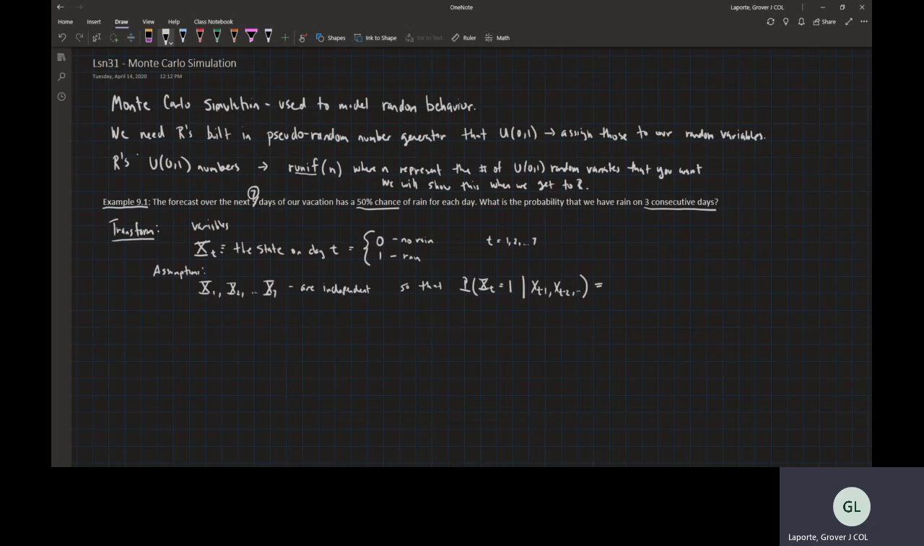So we don't really care about those given things, and it's really just equal to the probability that X of t equals 1, which in this case is 50%, so 0.5. Regardless of what happened the day before or 2 days before, the probability that a particular day X1 through X7 is equal to 1 is 0.5. So any one of those days has a 0.5 probability of being a 1 or a 0. Okay.